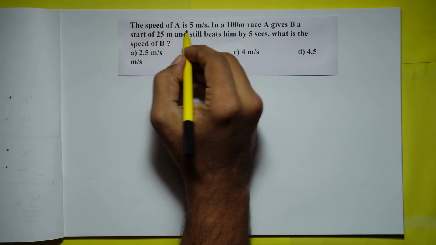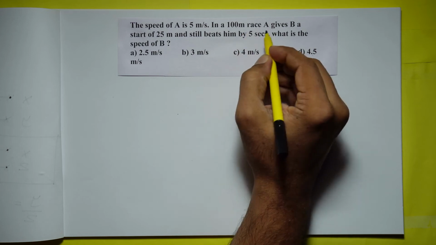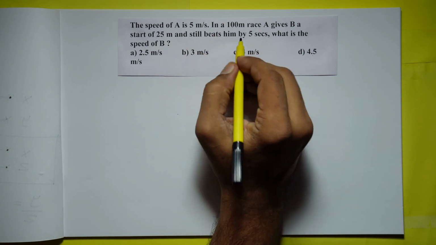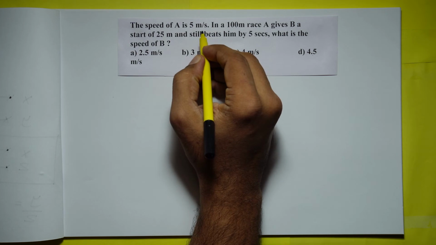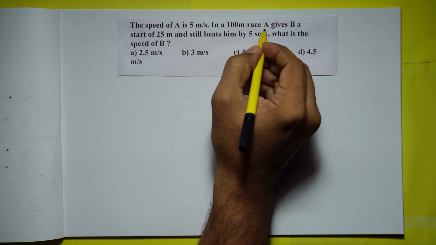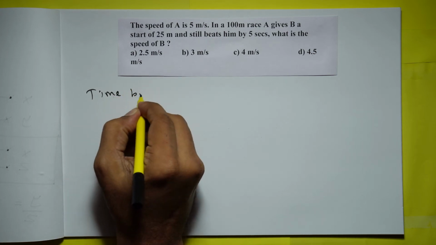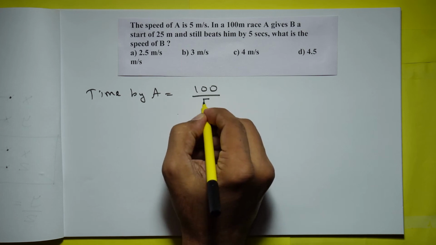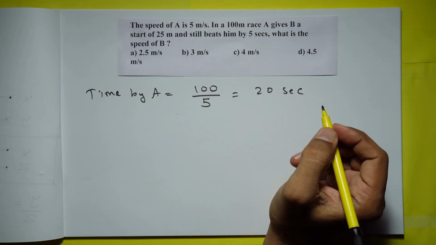The speed of A is 5 meters per second. In a 100-meter race, A gives B a start of 25 meters. So first of all, let us calculate the time required by A. Speed of A is 5 meters per second and it is a 100-meter race. So time required by A is equal to distance, 100 meters, by A's speed, 5. So A altogether requires 20 seconds.